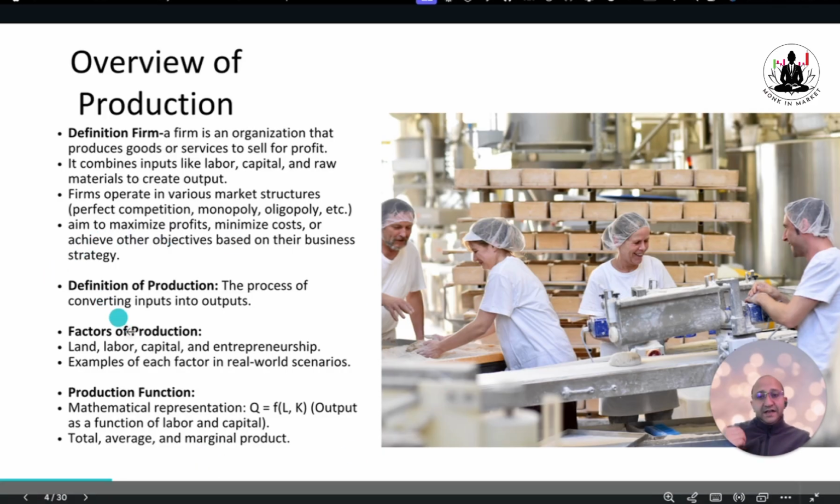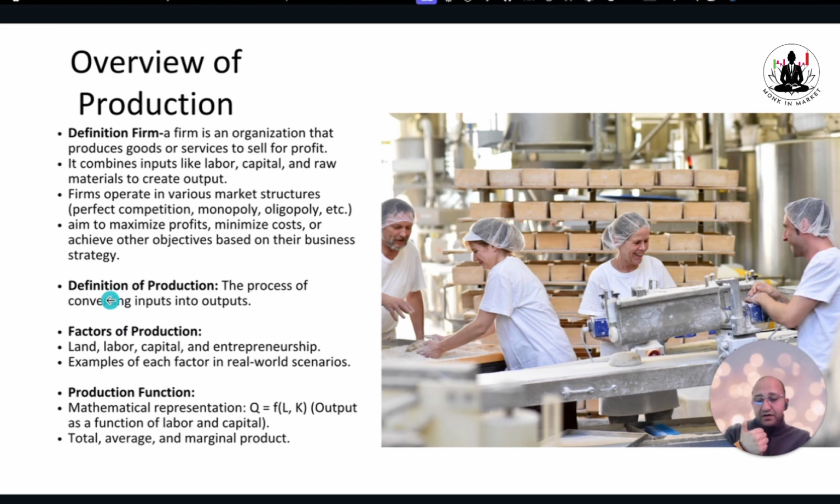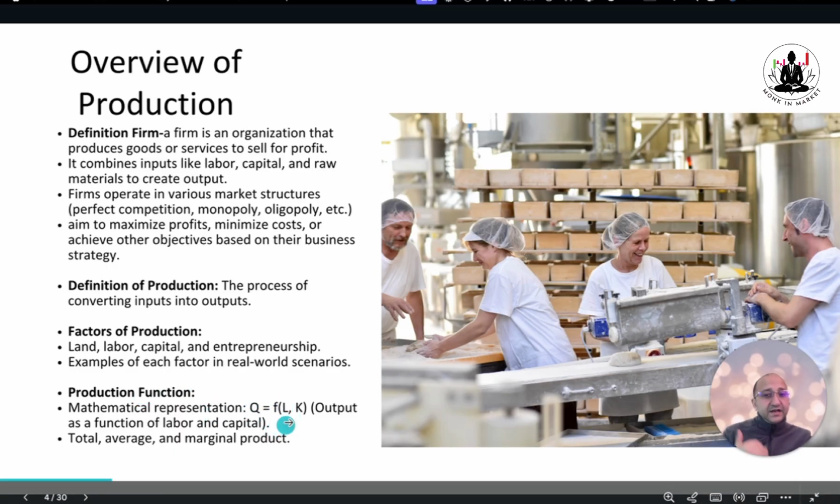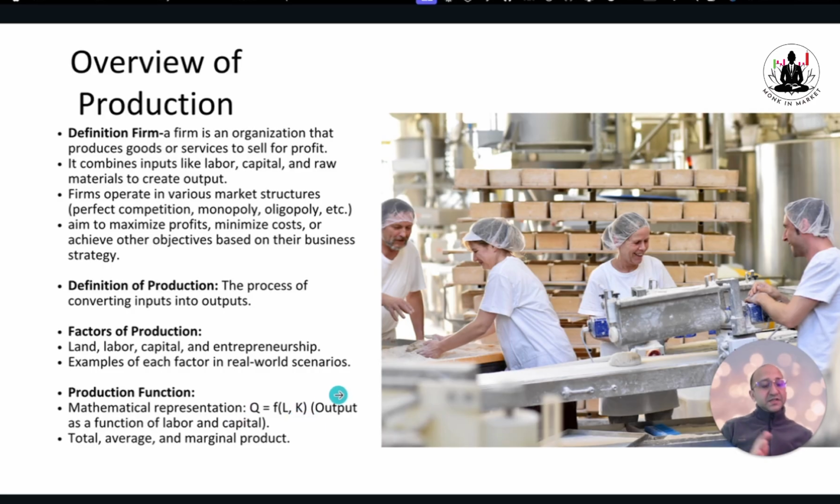But I hope till now the things which we just discussed, what is a firm, what a firm does, that is production. What are the factors for the production, right? And what is the function, how it is denoted mathematically. So it is denoted F(L, K). Only two things we are considering over here, right? That is L for labor and capital is denoted by K. I hope this is clear to everybody.